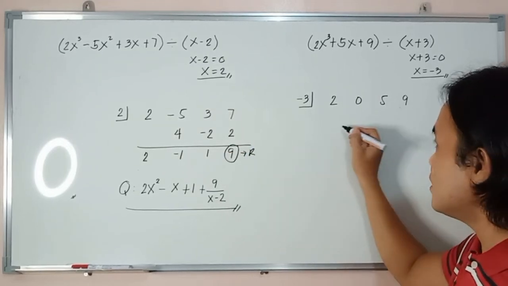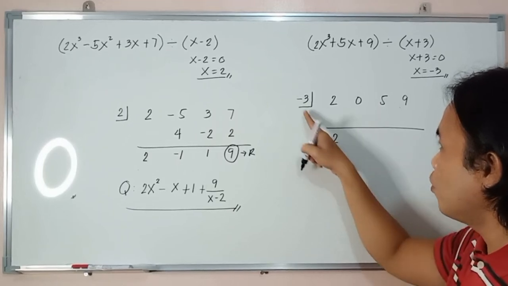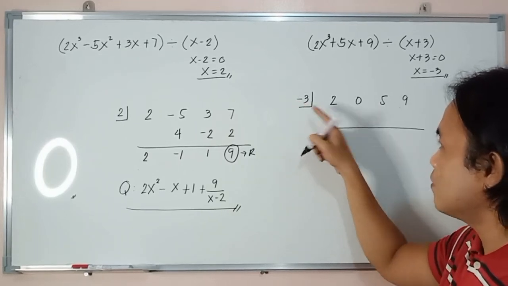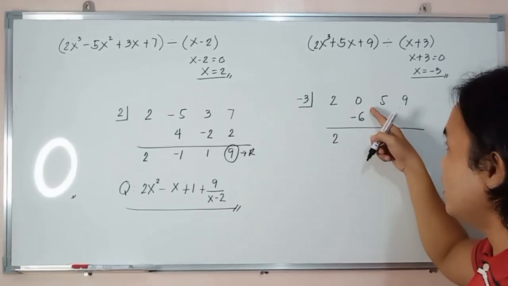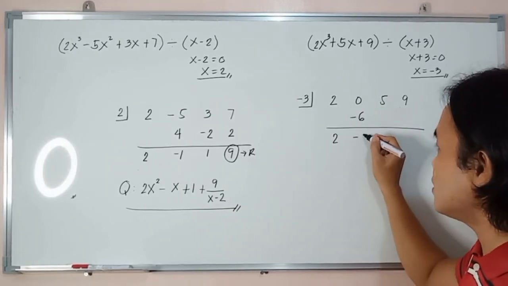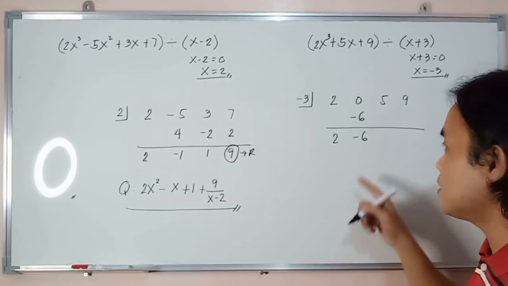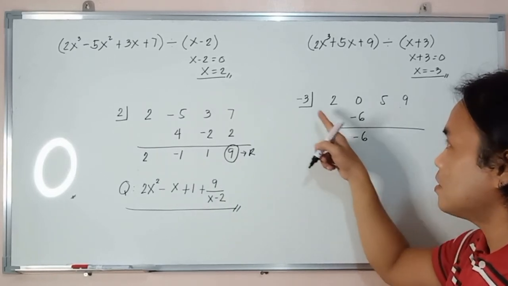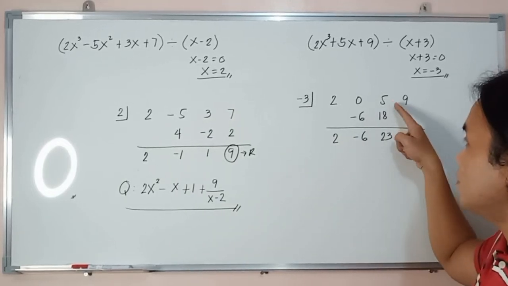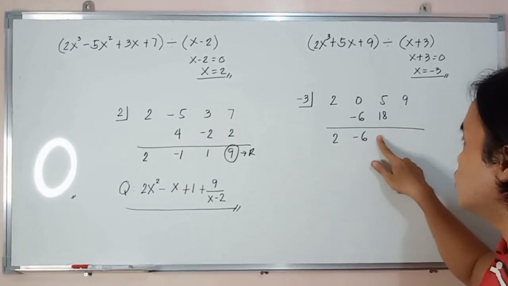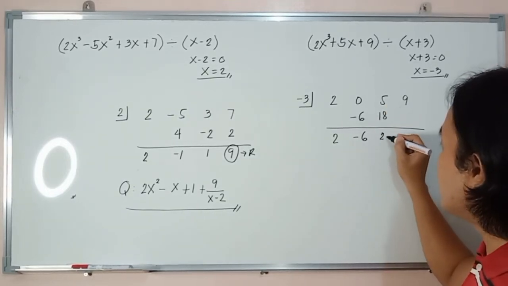The same process, we bring down 2, then we multiply. 2 times negative 3 is negative 6. Then we add 0 plus negative 6 is negative 6. Then again we do the same process. Negative 6 times negative 3 is positive 18. So we have 5 plus 18 is 23.